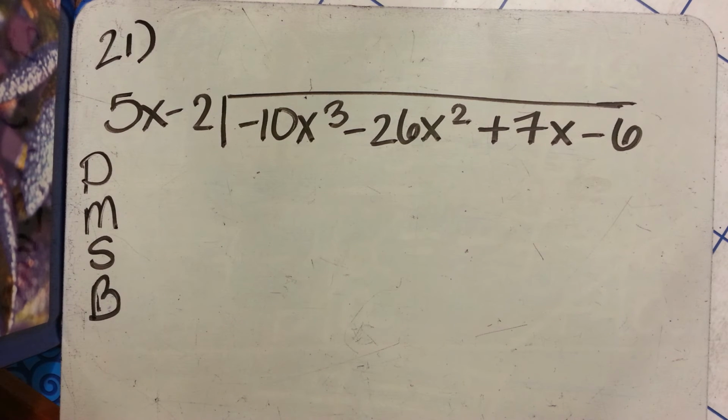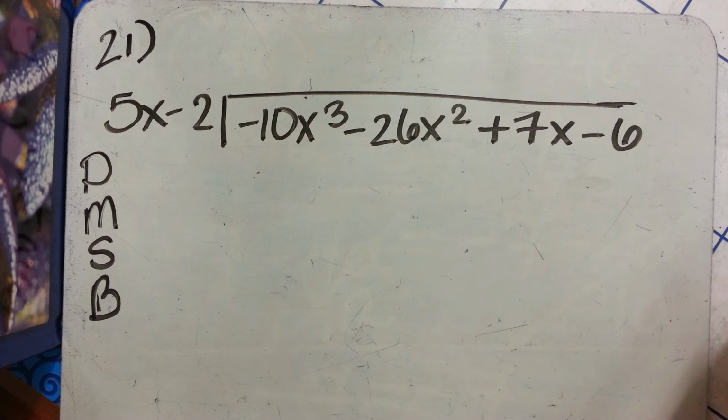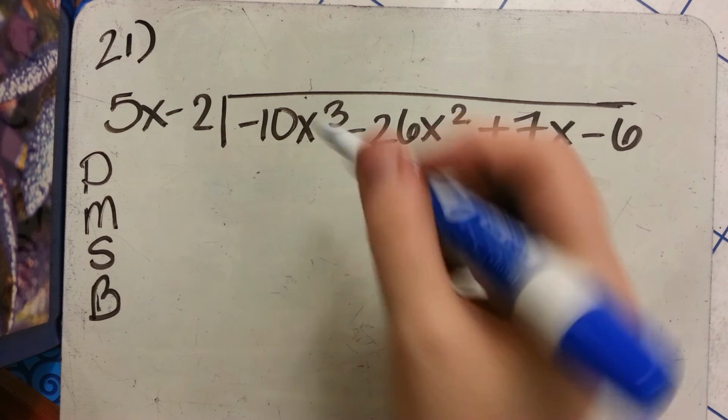And so let's go ahead and get started. We want to ask ourselves, what term can I multiply 5x by in order to create this term, negative 10x cubed? The term that'll do that is going to be negative 2x squared.